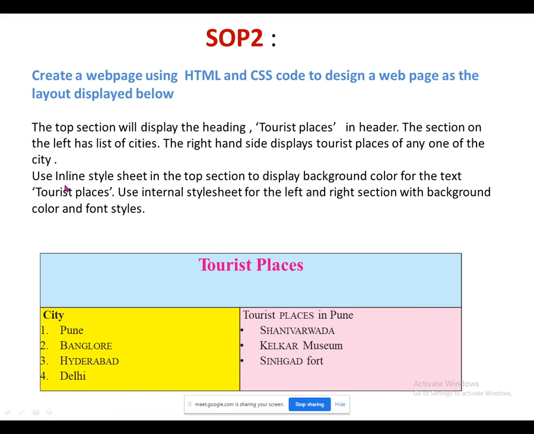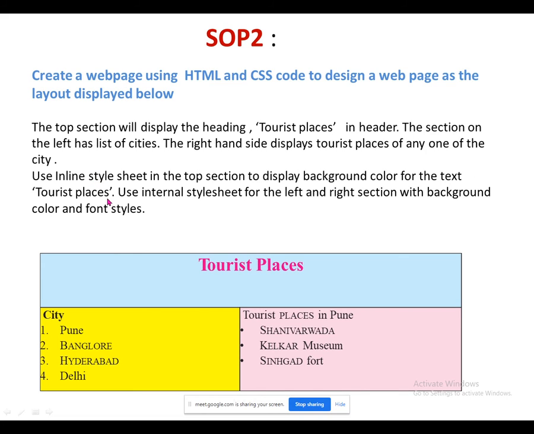tourist place. Okay, so here you have to use inline style sheet, that means a part of your CSS. Okay, so CSS again you have to use to manage the background color and other properties for your header. Use internal style sheet for the left side and right section with the background color and font style. So it's very clearly given which properties you have to use, background color and font style. Okay, so these two properties are to be used under the internal CSS, and background color for the text you have to add under the inline CSS.